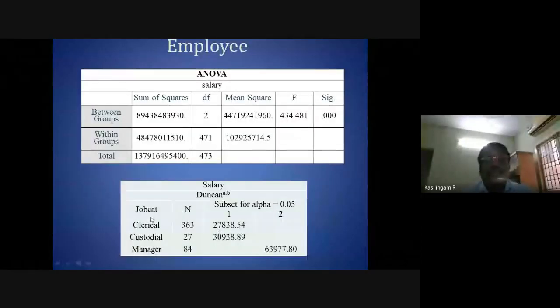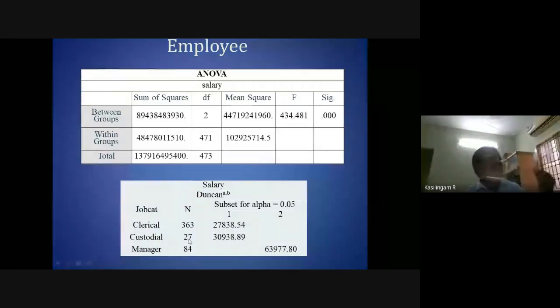Three categories: clerical, custodial, manager, 363 people. So all three categories need not have equal frequency because it is a mean. After all, a mean. If you have 10 values, add them and divide by 10. If you have 20 values, add them and divide by 20. You need not worry about the number of people in each category.